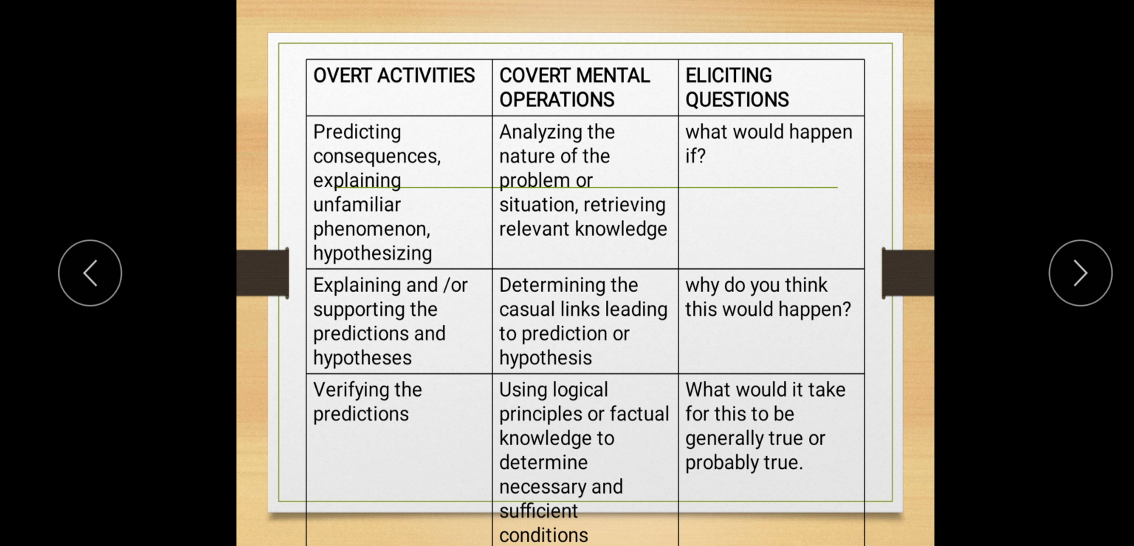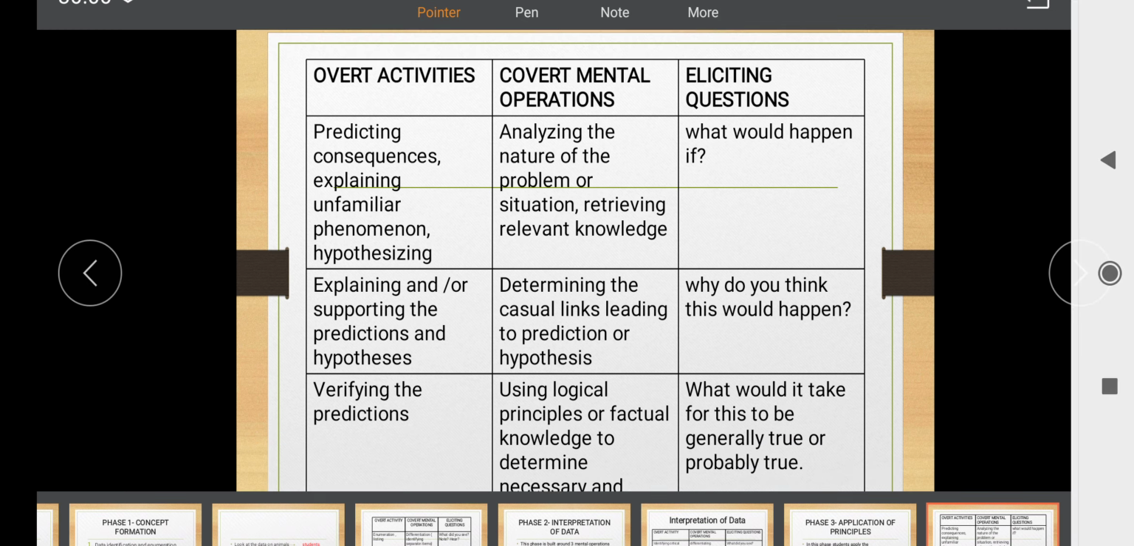Now, verifying the predictions. Here they have made hypotheses, or they have made assumptions. Now they have to verify if whatever they are relating or collating, or whatever they are trying to link, has any relation in actual or not. Now, using logical principles of factual knowledge, which I am talking about, to determine necessary and sufficient conditions. What would it take for this to be generally true or probably true? Whether this makes sense, whether these links that we have made make sense, or whether it can be generalized, whether it can have any consequence later, whether it is actually related to each other or not, is what is done in the third row, that is verifying the predictions.